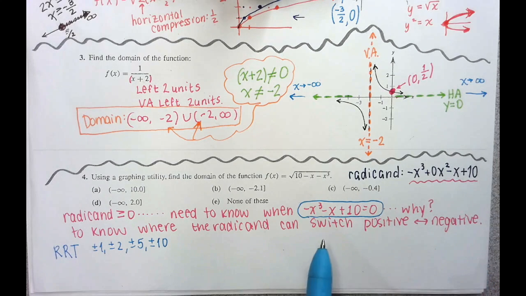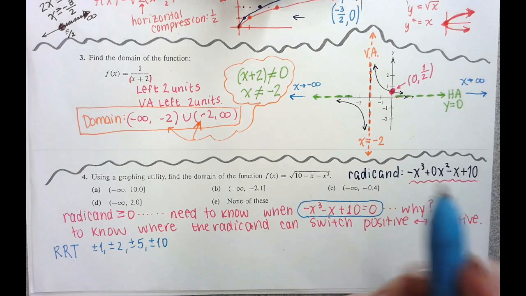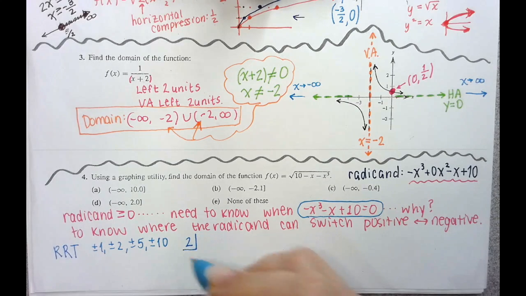Okay. We look at this. If I plug in 1, you'll have negative 1, and 10. That's not going to make 0. If I plug in negative 1, also not going to make 0. If you plug in 2, negative 8 minus 2 plus 10, winner. So 2 is going to work.